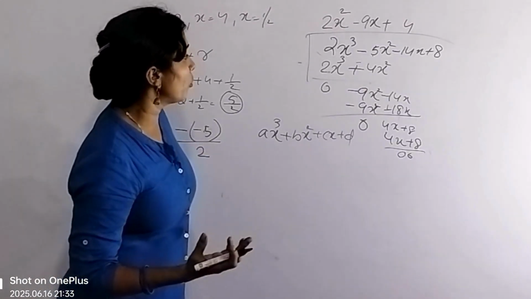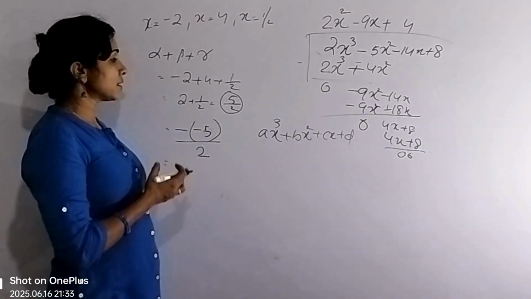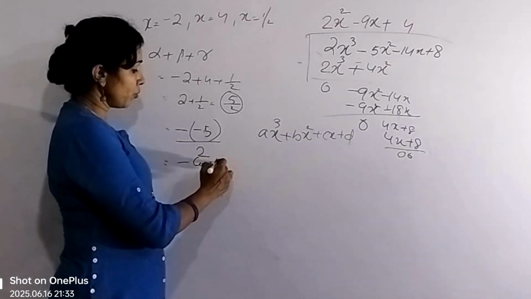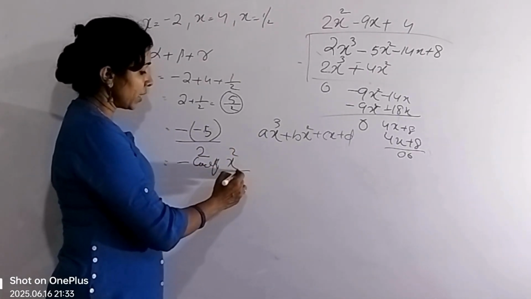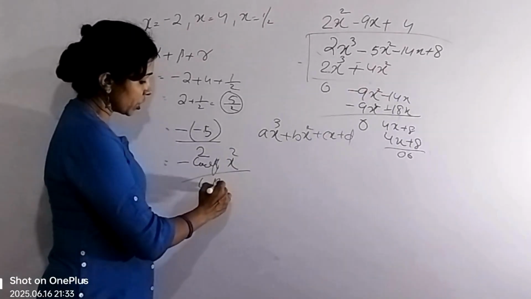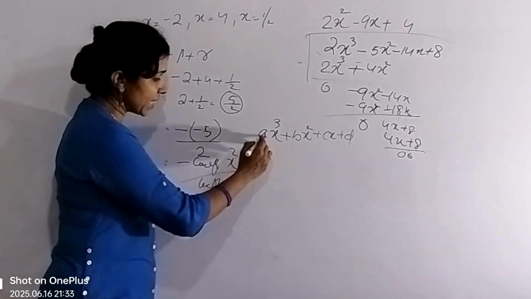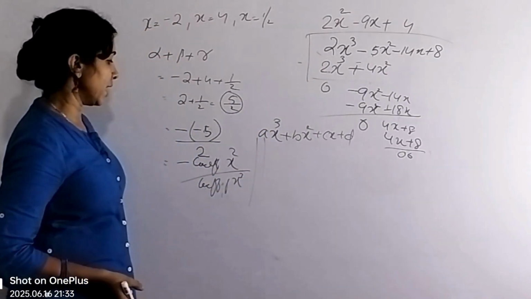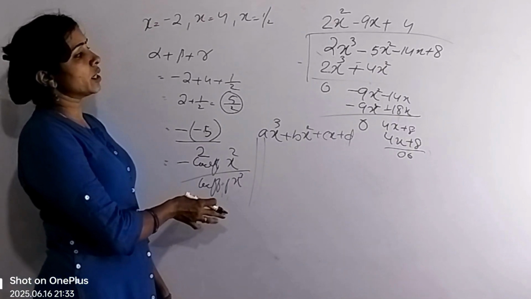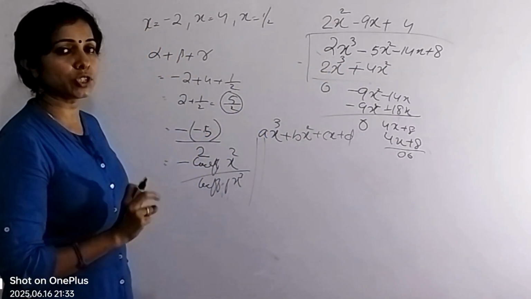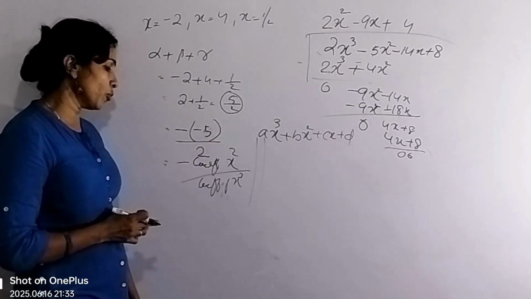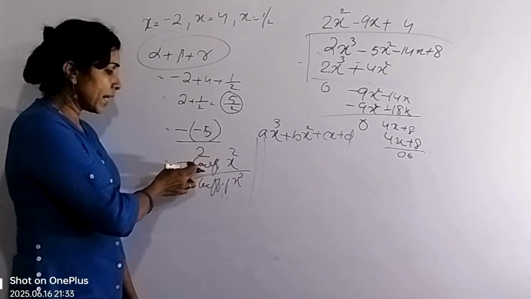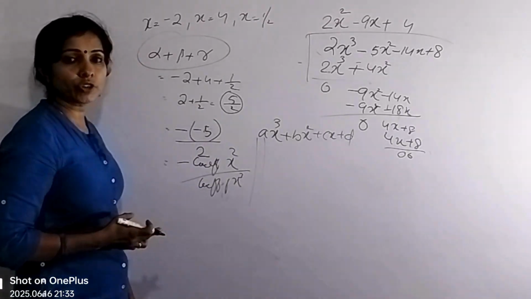Generally, for a cubic polynomial, the sum of the roots is minus of the coefficient of x square divided by the coefficient of x cube. Clear? Generally we can say, and from the real zeros also we already proved that this is the general form of the cubic polynomial. This is the relation between the zeros and the coefficients of the cubic polynomial. So the sum of the zeros is minus of the coefficient of x square divided by the coefficient of x cube.